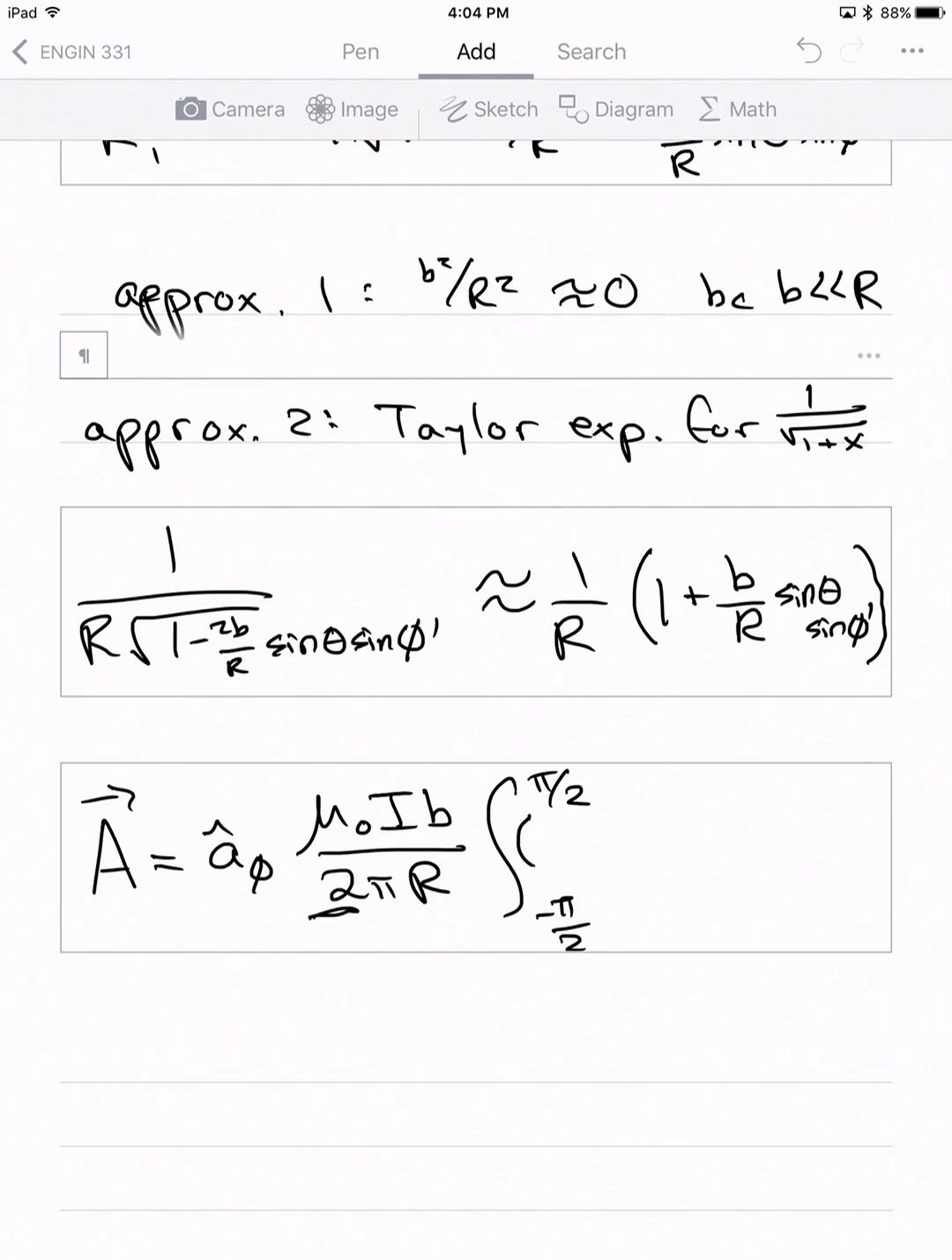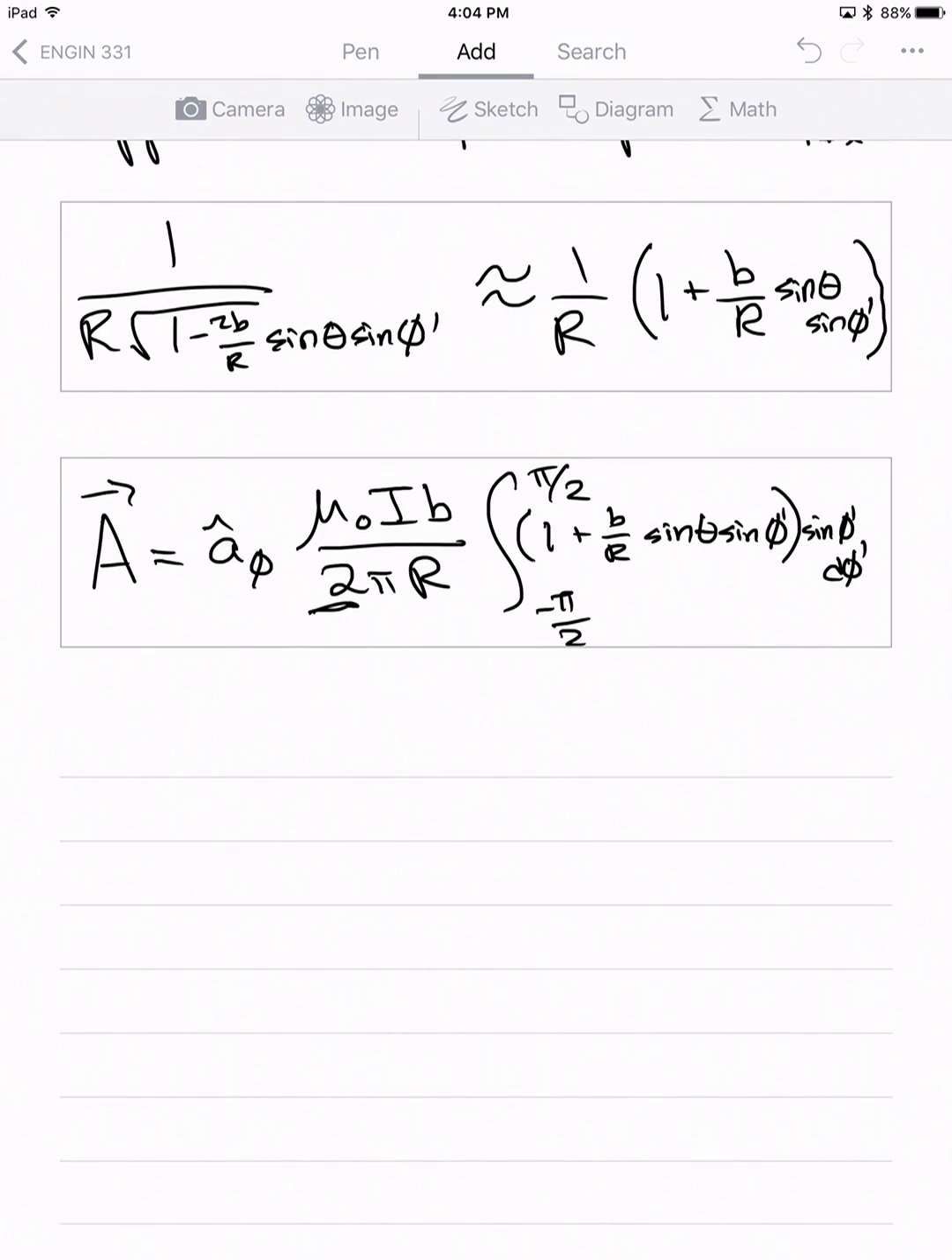The thing inside the integral is 1 plus b over R sine theta sine phi prime, and then we have sine phi prime d phi prime like we had before. All right, so the integral from minus pi over 2 to pi over 2 of 1 times sine phi prime is going to give us 0, because that's going to evaluate to minus cosine, and then integrating from minus pi over 2 to pi over 2 cancels out. So that part is going to give us 0, this part right here.